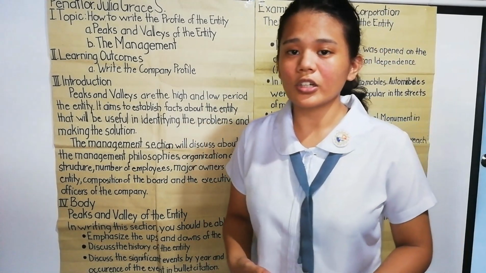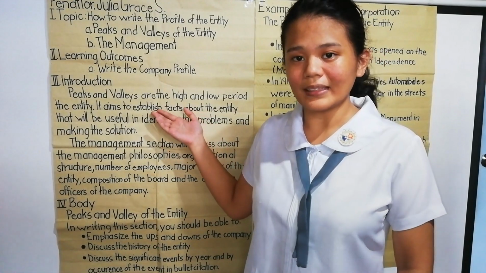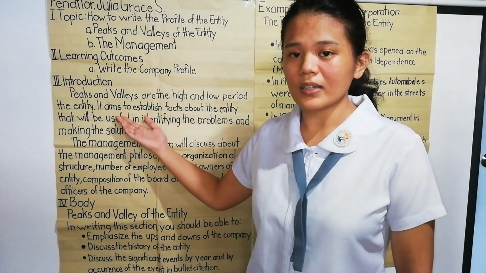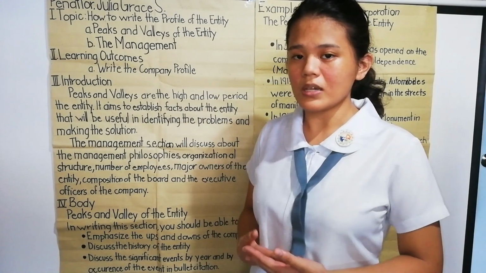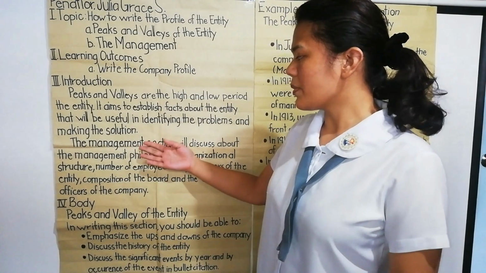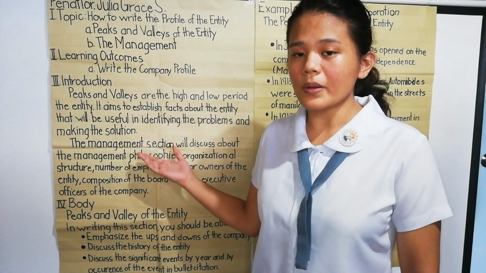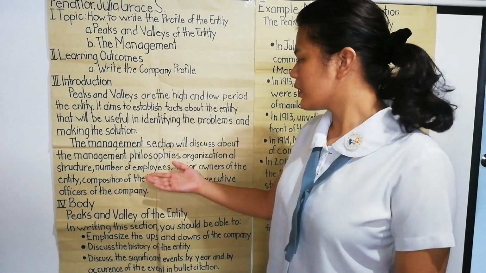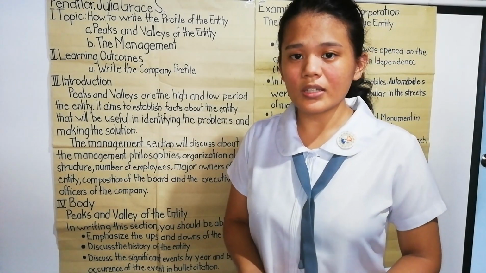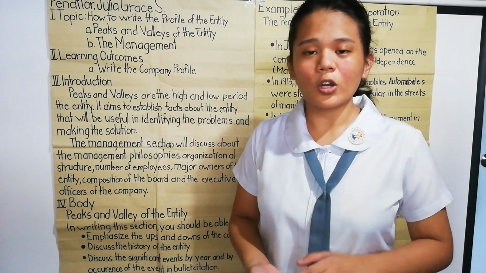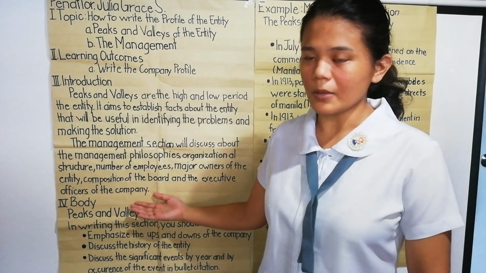The next section is the peaks and valleys, which are the high and low periods of the entity. It aims to establish facts about the entity that can be useful in identifying the problems and making the solution. The management is the last section, which will discuss the company's philosophies, the organizational structure, the total number of employees, major owners of the entity, composition of the board, and the executive officers of the company.